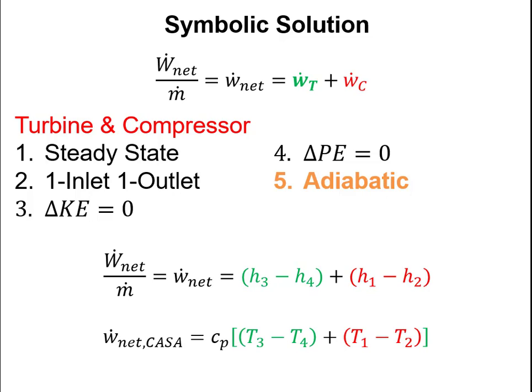If I'm doing a cold air standard analysis, I change these delta h's to Cp times delta T. So I can pull a Cp out from this whole equation and all my h's become T's. Now I don't know T4, I do know Cp, I don't know T2, I do know T3, and I do know T1. So if I could fix all my states, I would know the net work per mass flowing through the system.